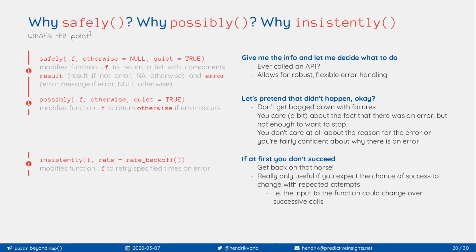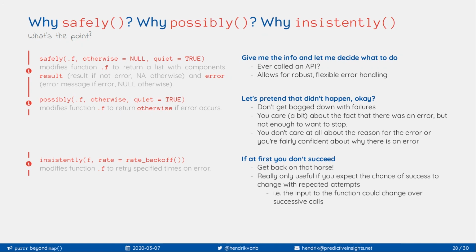So why would you want to use this? Safely, you want to use if you want full control over how you deal with errors. Maybe the nature of the error is important for what you're going to be doing next. You want to continue, but you want to deal with that however you see fit. Possibly, you care that an error happened, but not enough to really care about the reason for it, or you know very well what the reason is, so why do you need it to tell you? You just wanted to continue on and not bomb out.